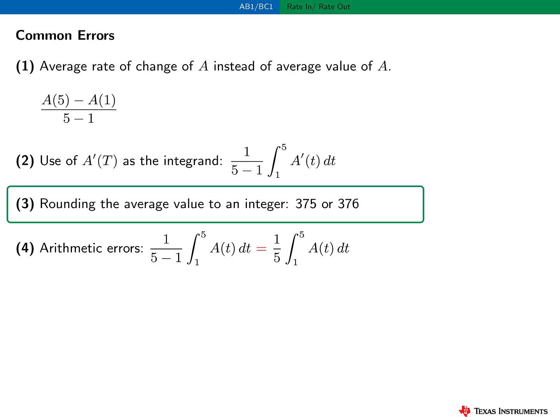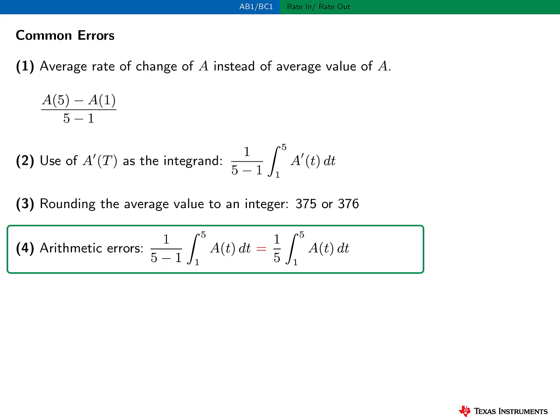Some responses rounded the average value to an integer. The non-integer or the decimal answer here has real meaning. So rounding the correct average value expression earned the first point, but not the second. And finally, some students started with 1/5 times the definite integral 1 to 5 of A of t dt, or even wrote this expression after writing 1 divided by 5 minus 1 times the integral from 1 to 5 of A of t dt. This arithmetic error lost at least one of the 2 points.